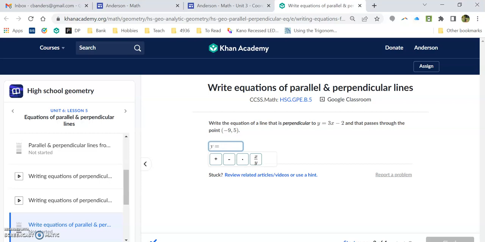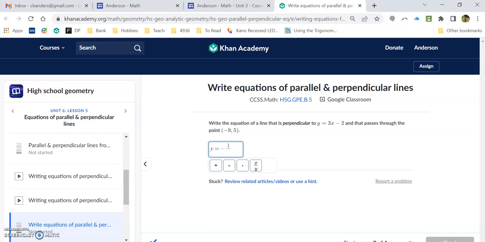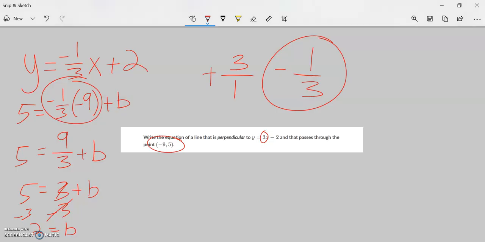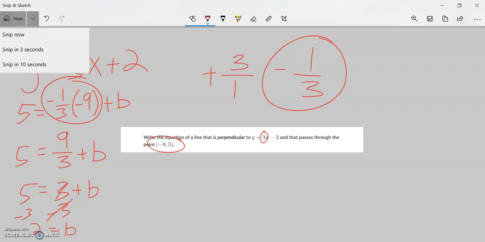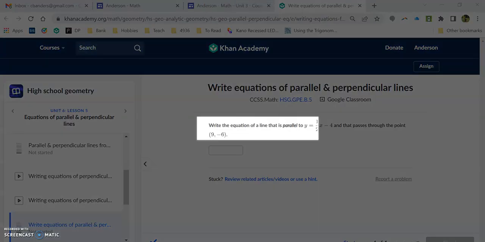Y equals -1/3 x plus 2. Let me make sure it's right. Looks good to me. Okay. All right, one more. Okay, we got parallel one.